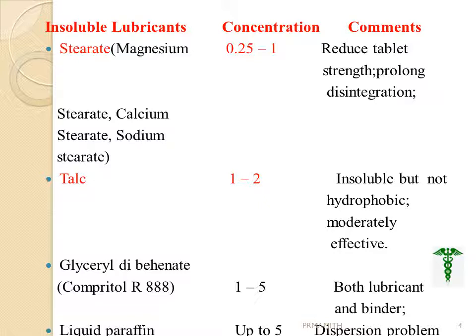Examples of insoluble lubricants are stearates, that is magnesium stearate, calcium stearate and sodium stearate. Note the concentration, because stearate concentration and talc concentration may get confused and have been asked in previous competitive exams, especially the pharmacist exam. The concentration is 0.25% to 1% for stearate and 1 to 2% for talc. Stearate reduces tablet strength, which will prolong disintegration, so it is used as a lubricant.